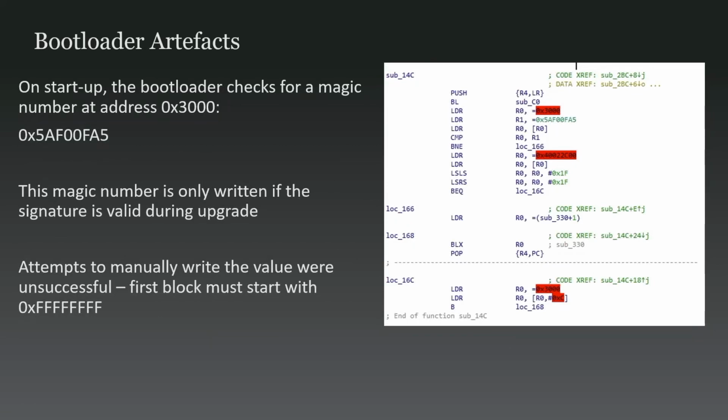All the firmware that was deployed was found to be stored starting at address 3000. And in the firmware itself, I found that the first 4 bytes of the firmware were always FF. However, I found that the firmware update would overwrite this with 5IF00FA5, which was found to be a magic number used to verify whether the firmware update was indeed valid and the signature had been checked during updates.